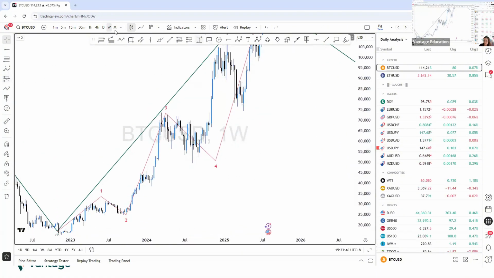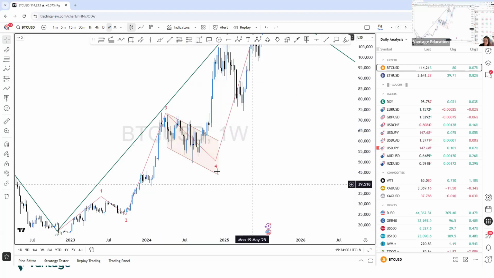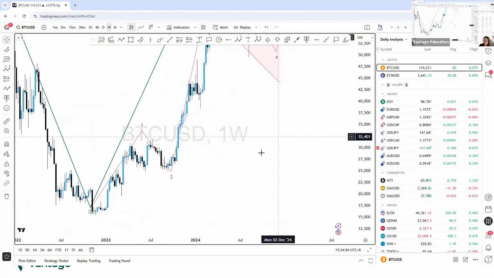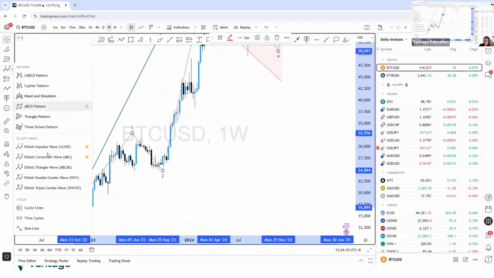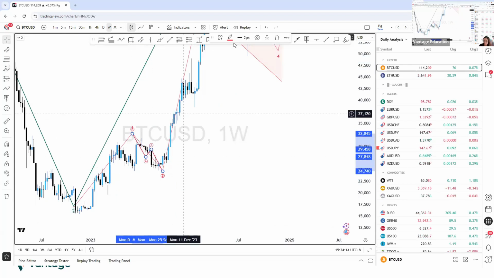Wave 4 here will look like a pullback, right? It's a kind of pullback here. Maybe a bad pullback. And wave here might be like a zigzag. If we want to count ABC, it might be A, B, C here.